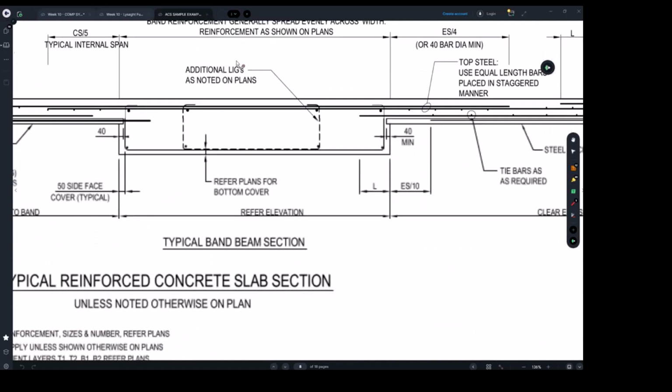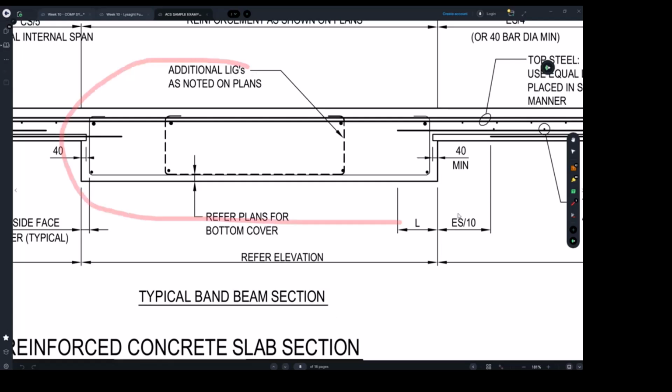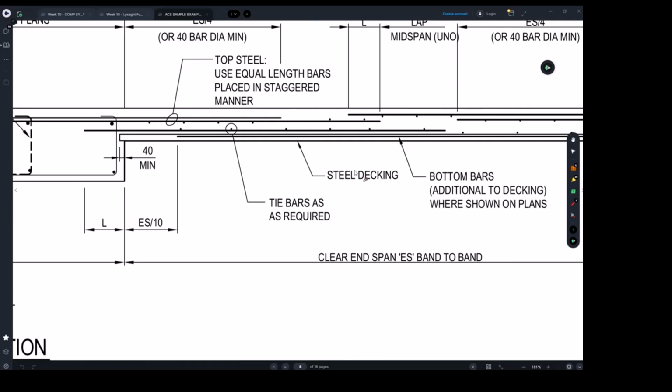So let me come to my point again. This is a band beam, and where is the bonding here? Where is the bonding, which is this week's topic? It's actually this thing here, steel decking. It's here, this one. You see it? We're looking at its elevation here.